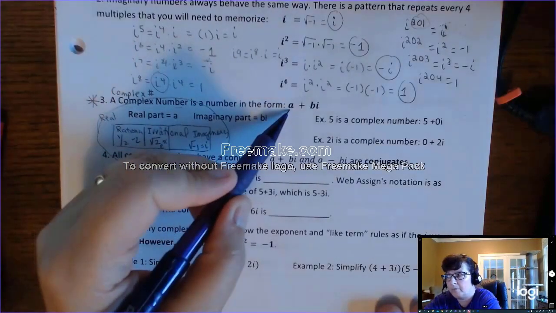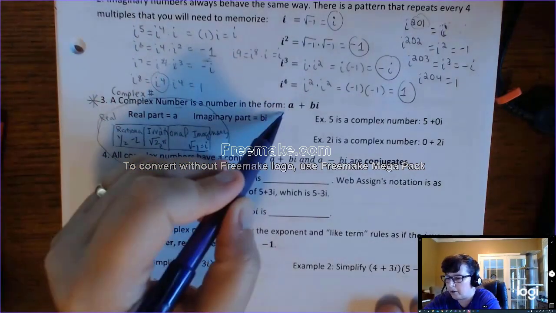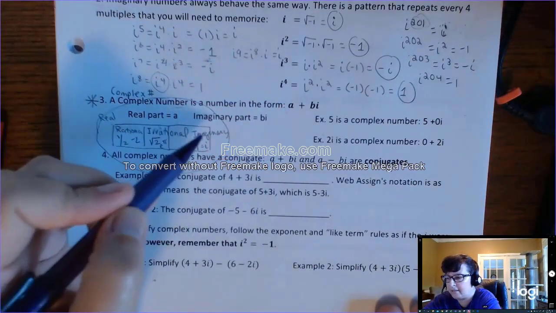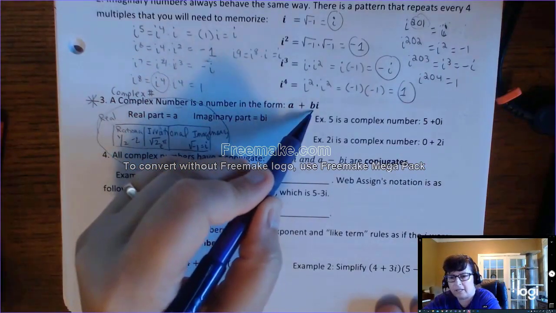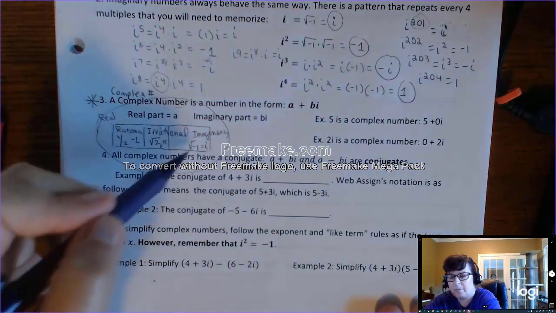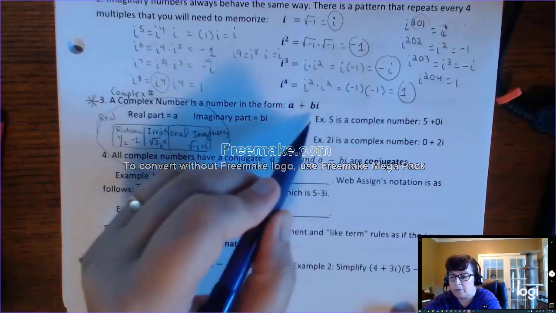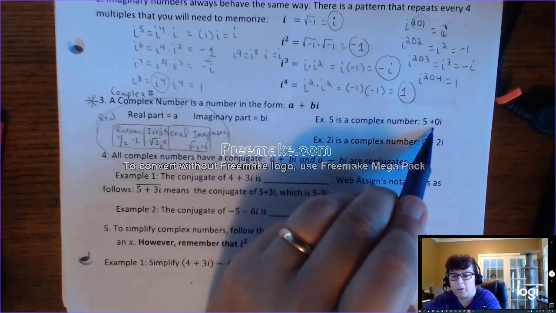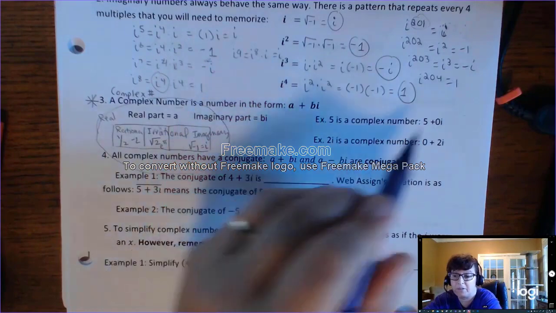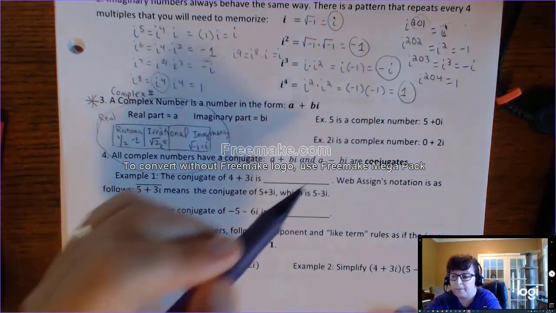So a complex number is always in the form of a plus bi, and the real part goes first, and the pure imaginary part goes second. And like I said, every number is complex. So 5 is a complex number. You can write it this way: 5 plus 0i. The imaginary part is 0i, and that's 0, because 0 times anything is 0.